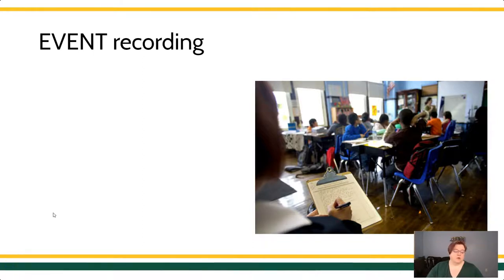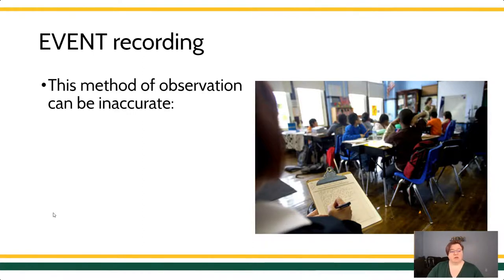Now, there's a number of reasons why this particular method of observation could be inaccurate. In this case, we know that behavior can occur at a super, super high rate. Imagine we've got 15 or 20 kids in the classroom, and then suddenly three students at the same time start talking. Well, as an observer, I'm just human, and I may lose that. I may not accurately capture what's going on there.